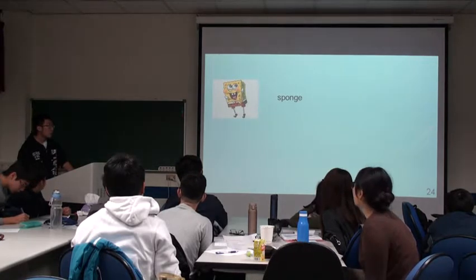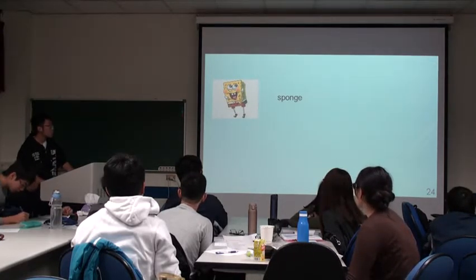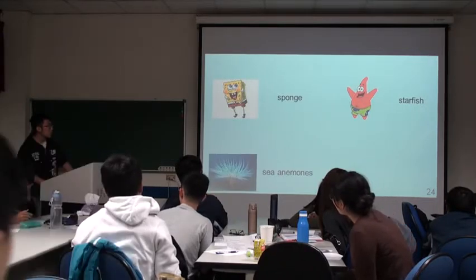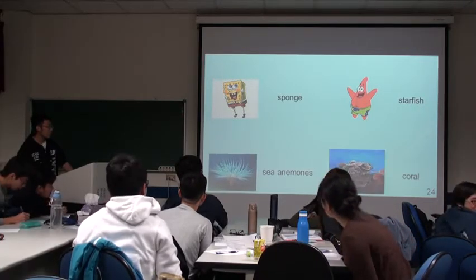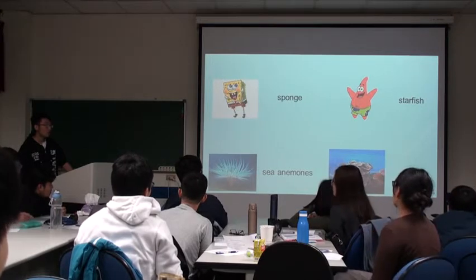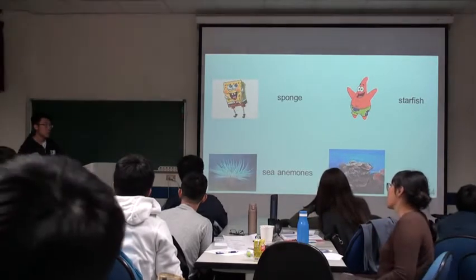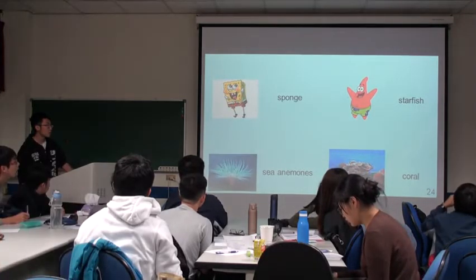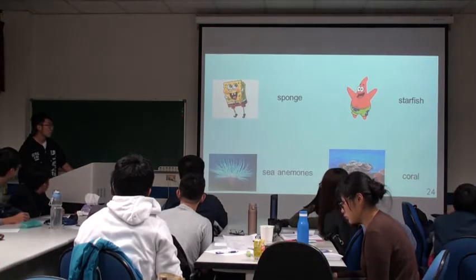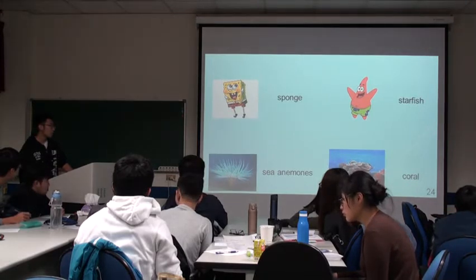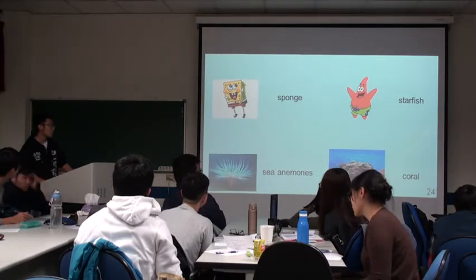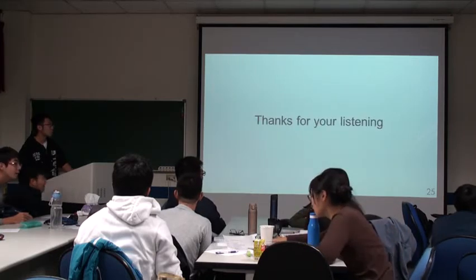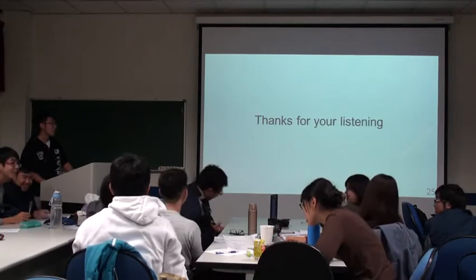Marine animals like sponge, starfish, sea anemones, and coral have great regeneration ability. We can test them in the future to prove the marine animals may be influenced by glucose. This is my presentation. Thanks for your listening.